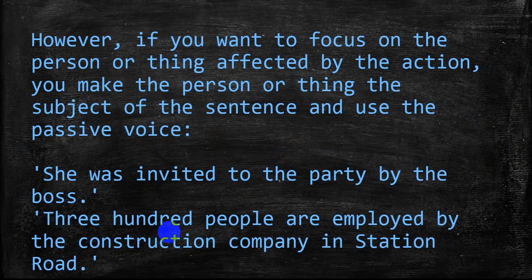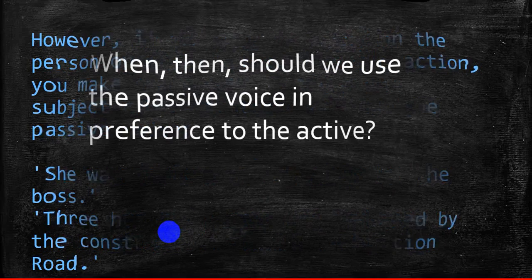The boss is doing the inviting. So in fact, to make it the passive form, the boss would have to be at the beginning. But in this case, we've made it passive by putting the object in the subject position. 300 people are employed by the construction company in Station Road. The construction company are doing the employing. And so moving the subject to the object position makes that sentence passive.